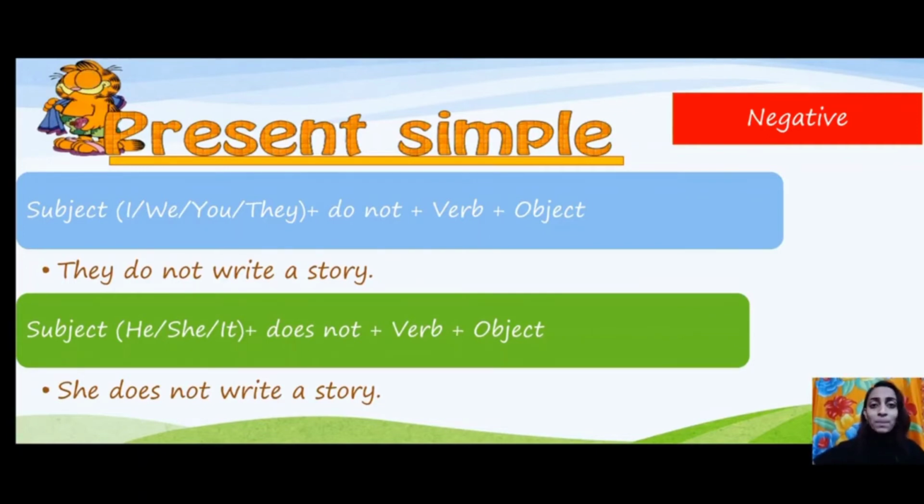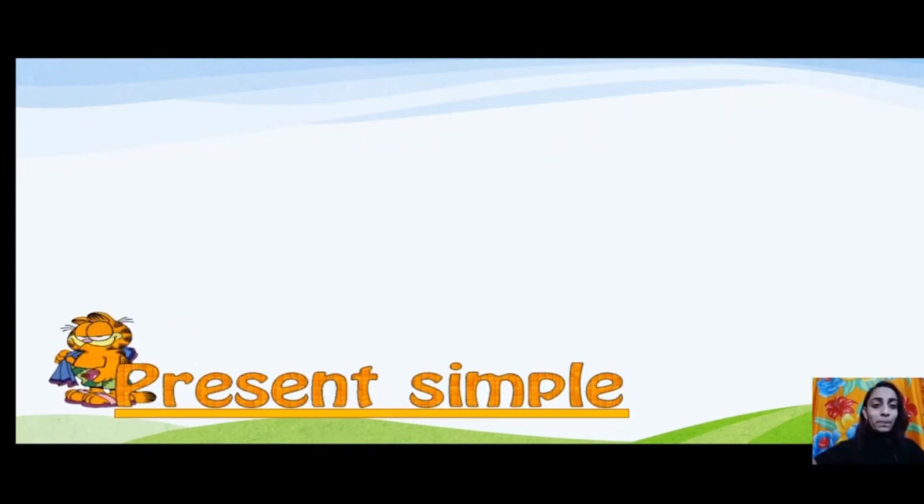Now, when we talk about the subjects he, she, it, we already know that he, she, it are followed by the auxiliary verb does. Very good. Now, let us see the structure. Fine. Subject plus does, and then after does, what are we supposed to add? 'Not'. Why? Because this is a negative sentence. Very good. Subject plus does not plus verb in the first form plus object. Let us see examples. She does not write a story. He does not write a story. It does not write a story. Clear?